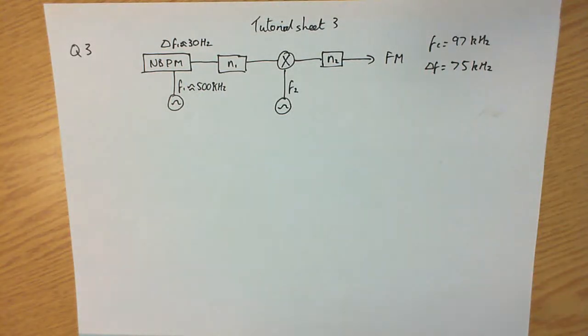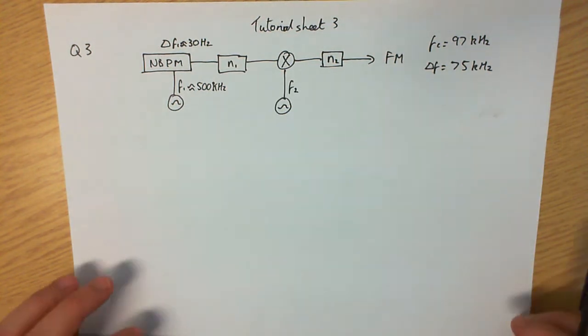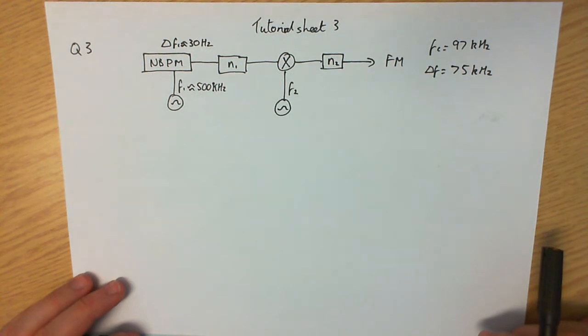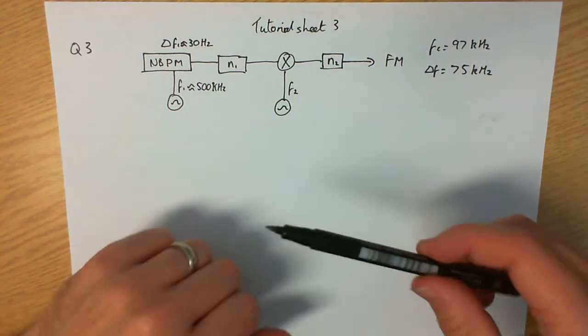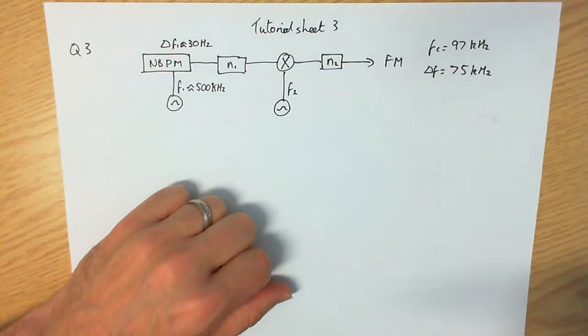Tutorial sheet 3, question 3. This one is relating to an Armstrong modulator, and it's quite different to the other questions that you'll see because there are no specific answers. This is more of a design question of how you go about designing one of these systems.